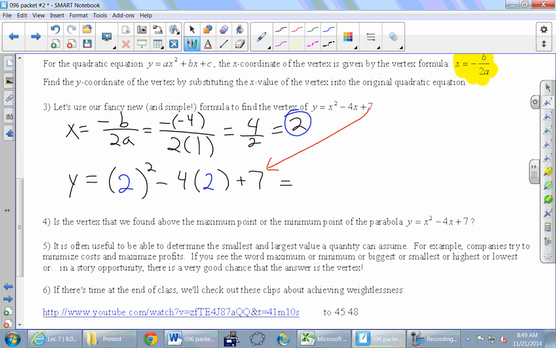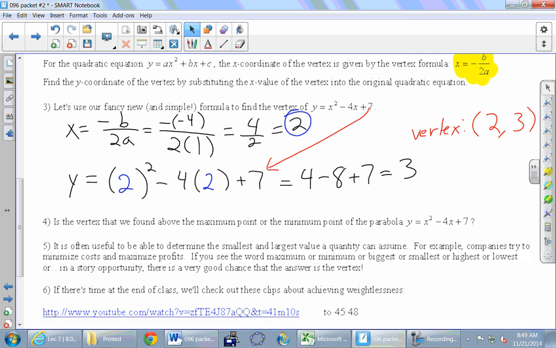I heard the sound of some calculator covers. This is embarrassing for me. Number 2 is quite small. We can handle this. 2 squared is 4 minus 8 plus 7. Minus 4 plus 7, 3. Okay, so that means our final answer is that the vertex is 2, 3. That's it, right?